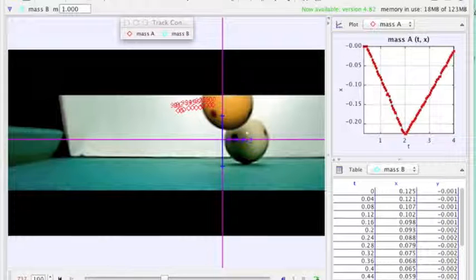The purpose of this lab was to examine a video of two pool balls colliding in Tracker and model the data in Python to see if the momentum principle was satisfied.